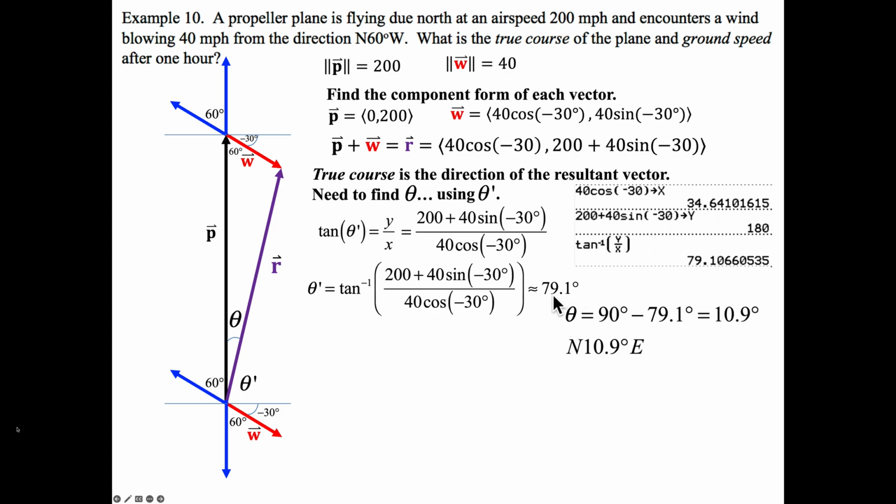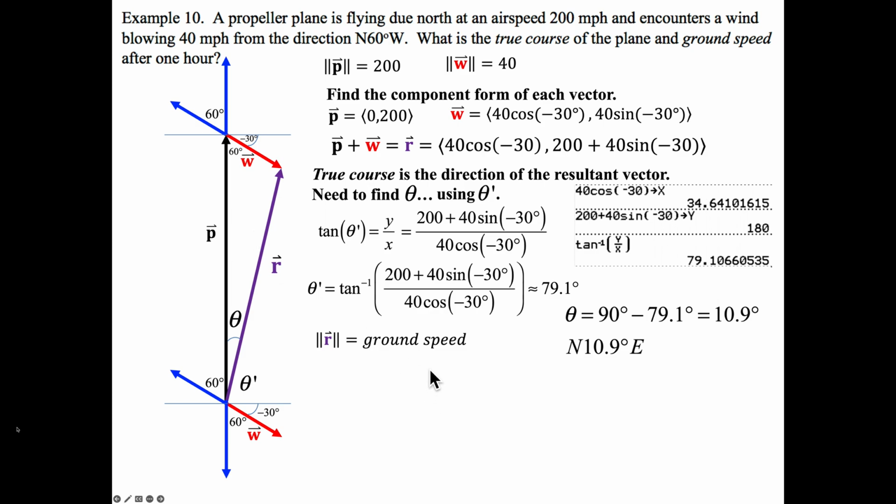So again, subtracting 79.1 from 90 gives me 10.9. So here's the bearing that we're looking for. That's my true course. My true course is north, 10.9 degrees to the east.